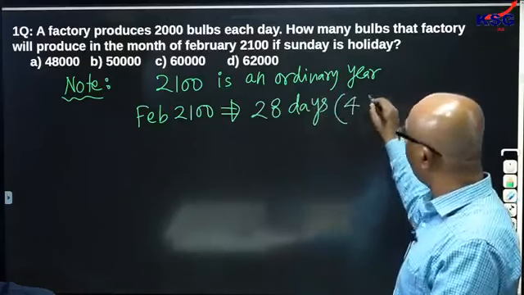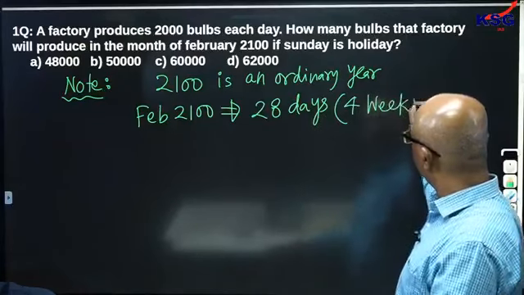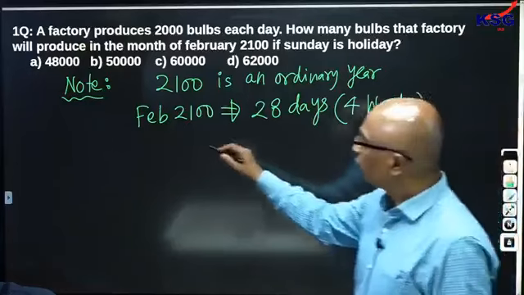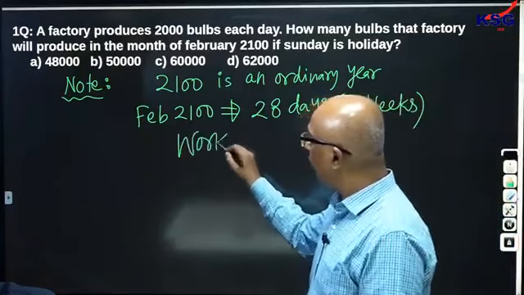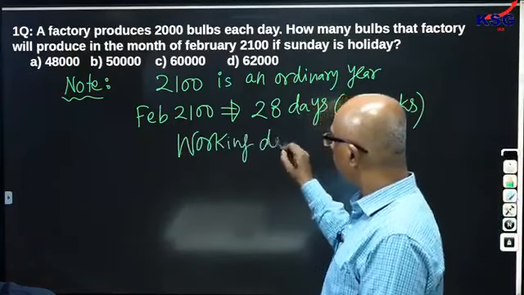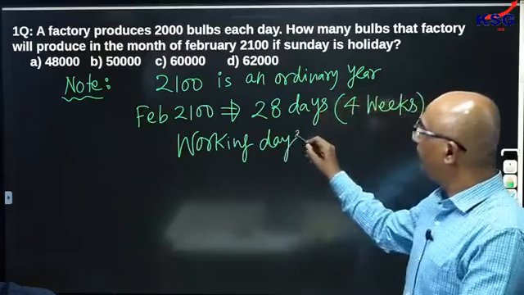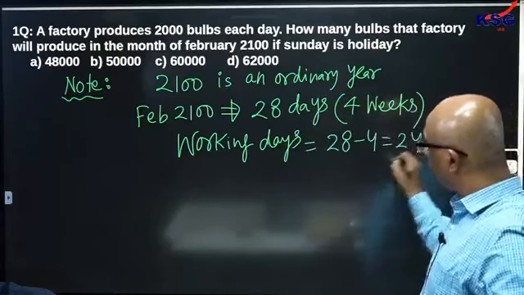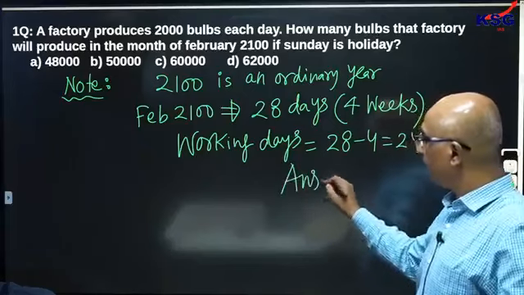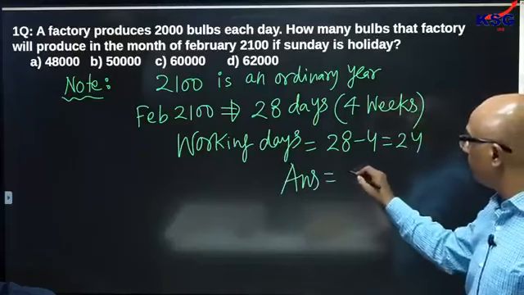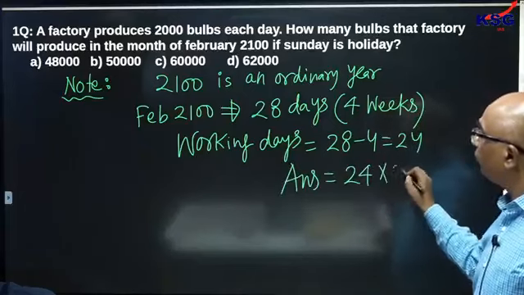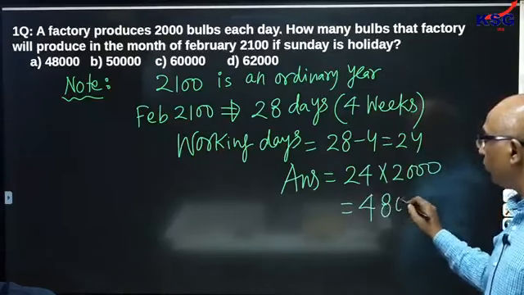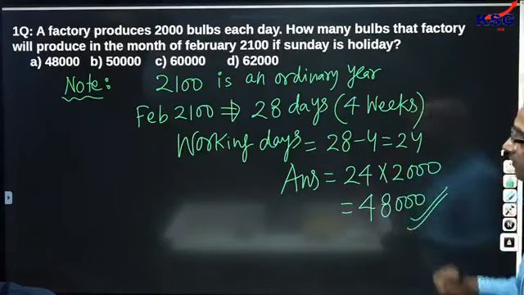28 days means 4 weeks. 4 weeks means 4 Sundays, 4 holidays. So working days are 28 minus 4, 24. The factory produced 2000 bulbs each day. So 24 into 2000, the answer is 48,000. Only correct answer.